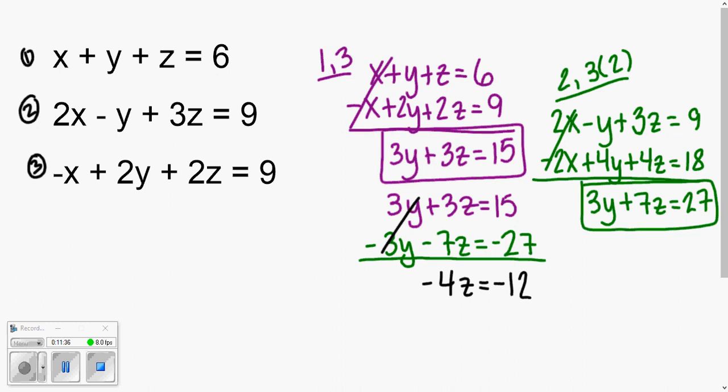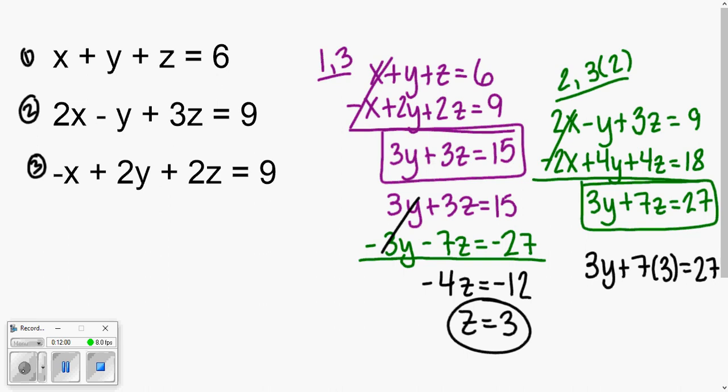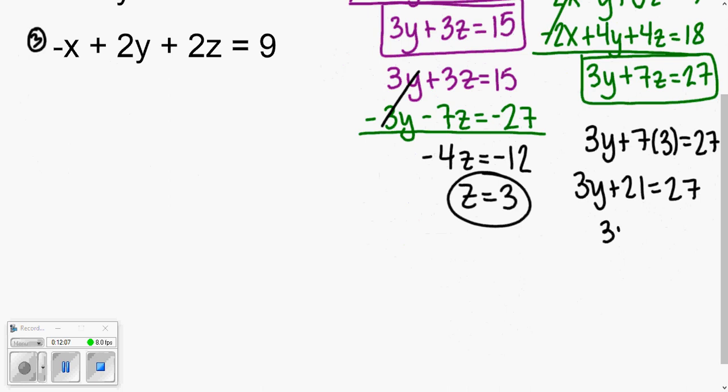If I divide both sides by negative 4, I get z equals 3. There's one. You're going to want to turn that around and put it right back into an equation that you just had boxed. That's why I boxed them. They're easier to find. So I'm going to turn around and put that 3 in for z with the green equation, because I have some room there. 3y plus 7 times 3 equals 27. So I get 3y plus 21 equals 27. Subtracting 21 from both sides gives me 3y equals 6.